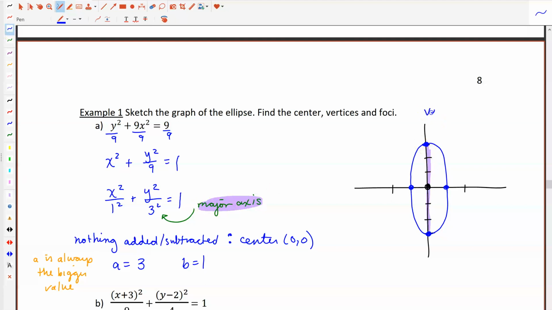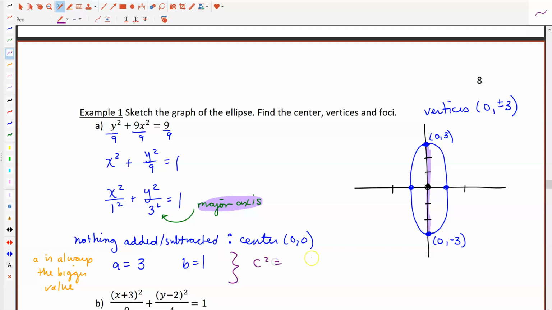So I have vertices. Right, so this point right here is going to be 0, 3. This point right here is going to be 0, negative 3. So if I wanted to, maybe I could write it as 0, plus or minus 3. So there's going to be my vertices. And then last, for the foci, in order to get to the foci, I need to get that value for c. So we'll come down here.